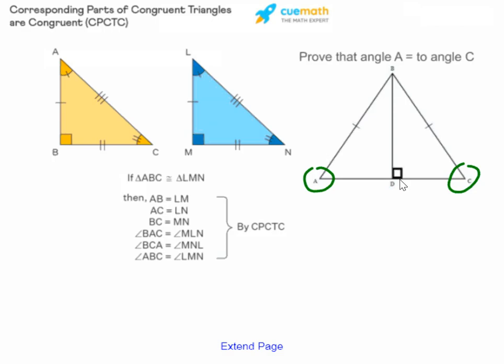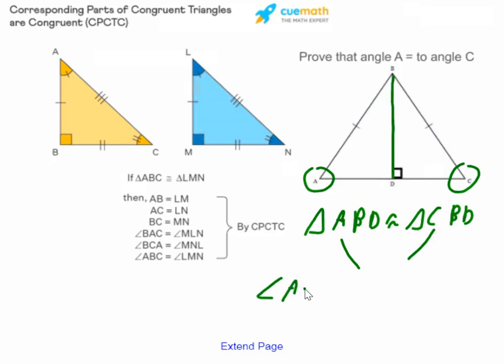And looking at this, I see it's a right triangle. I have a hypotenuse that's the same, and this side is shared. So these 2 triangles are the same. So I can say triangle ABD is congruent to triangle CBD. And because angle A is lined up with angle C, I can say angle A is the same as angle C because of the reason CPCTC. The corresponding parts of congruent triangles are congruent.